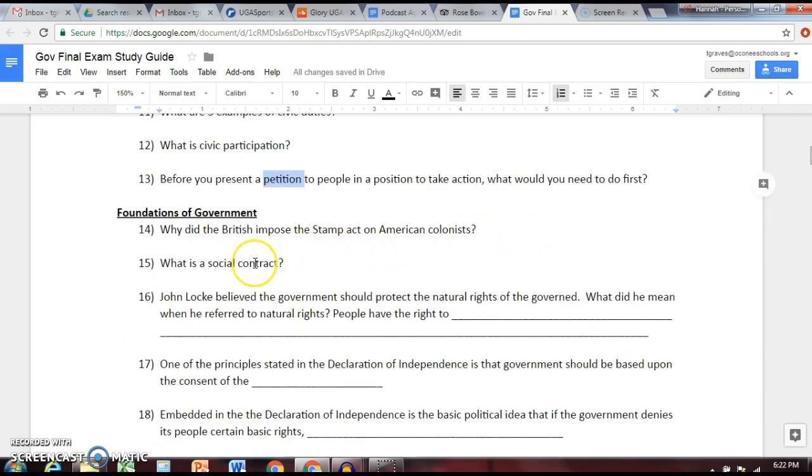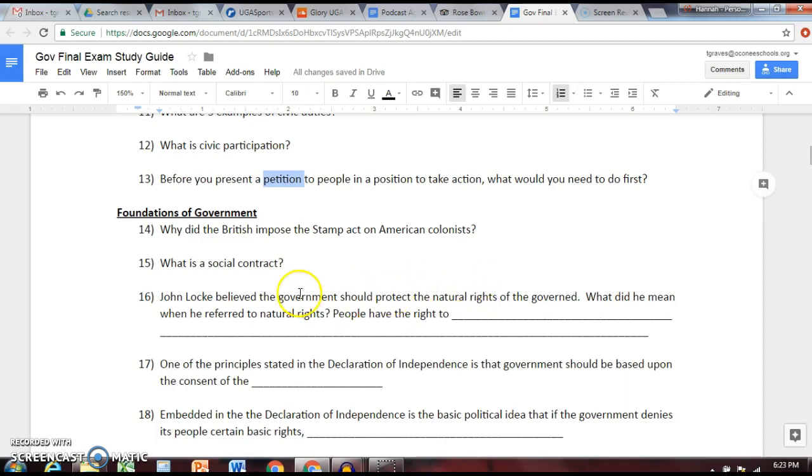The next unit here was the foundations of government. Number 14, why did the British impose the Stamp Act on American colonists? They did so to pay off the debt that they had built up from the French and Indian War. The British said that the American colonists owed them since the French and Indian War was fought mainly in the colonies, and the British said to protect the colonists. The colonists disagreed. They said the British fought that war to protect their own interest. But the bottom line is the British went into heavy debt after fighting a 7-year war, the French and Indian War. They had to raise money somehow to pay off that debt, and they thought taxing the American colonists would be the way to do that.